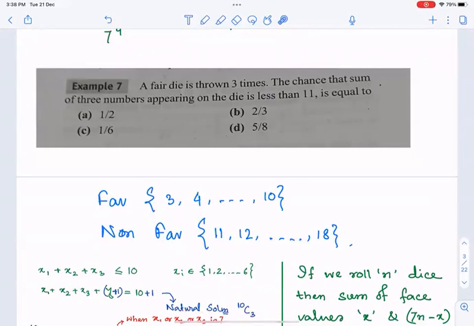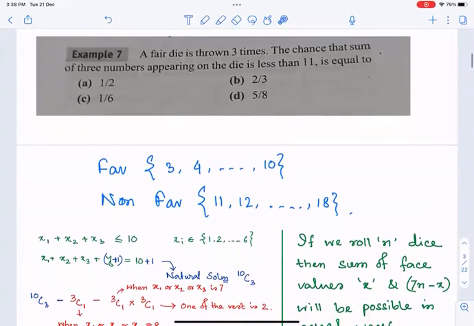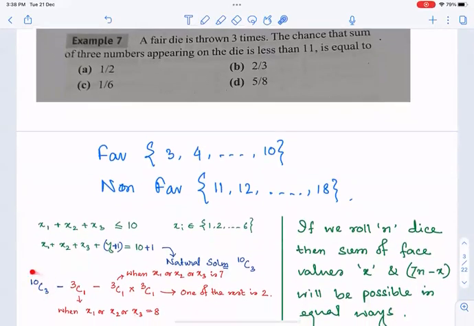The number of natural solutions is 10C3. Now out of 10C3, what we cannot accept is the cases where one of the variables is 8 and the rest are 1. If any of these three variables becomes 8 and the rest are 1, then it is not acceptable. So there will be three such solutions: x1 equals 8, or x2 equals 8, or x3 equals 8.